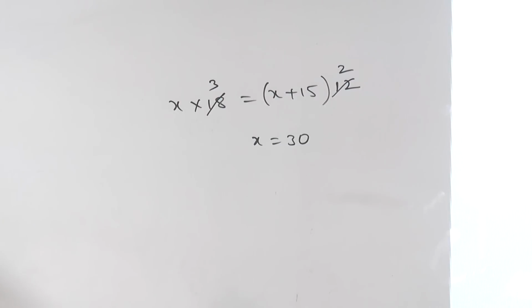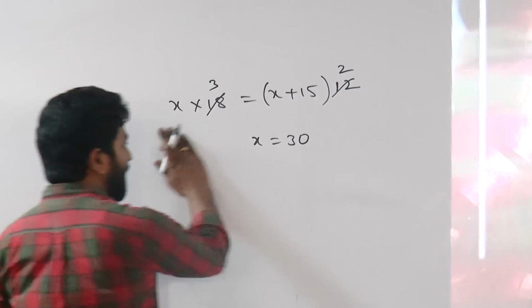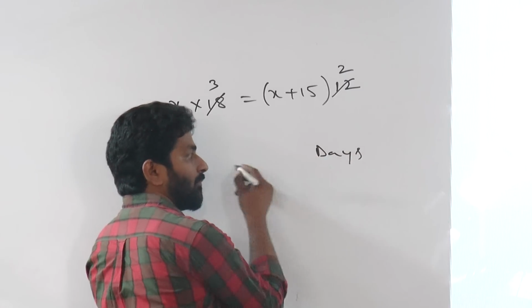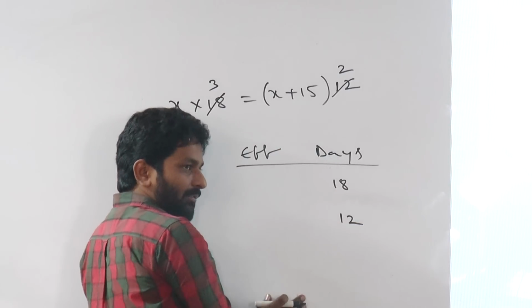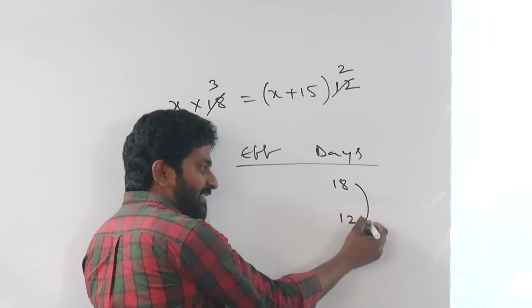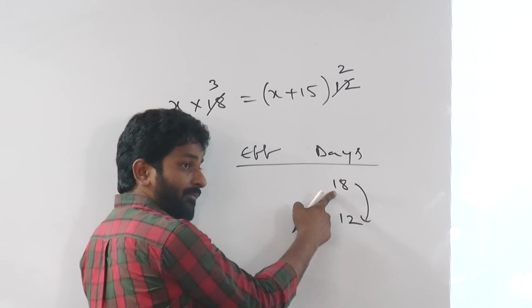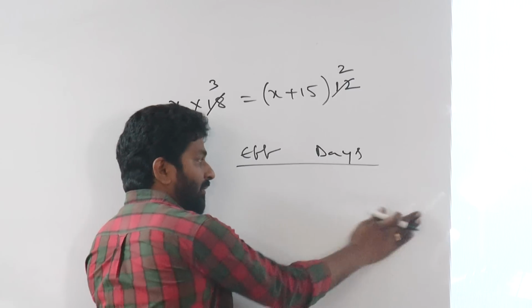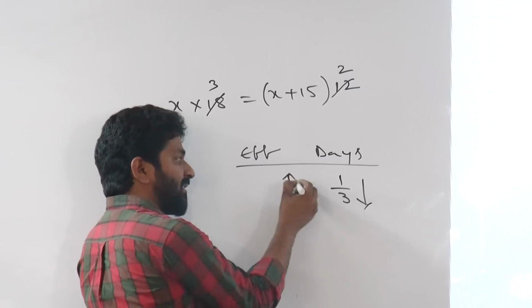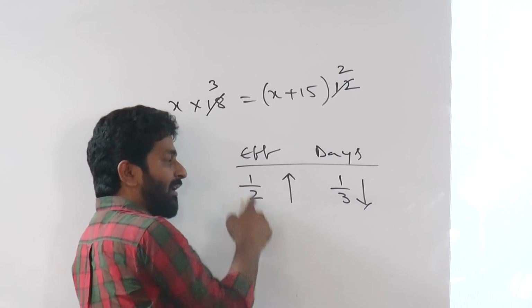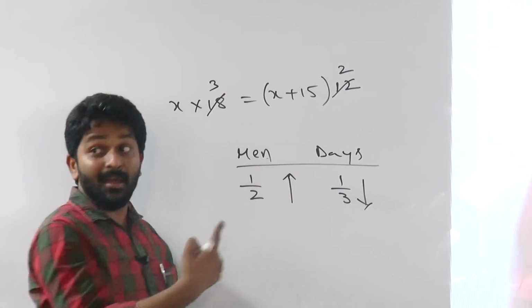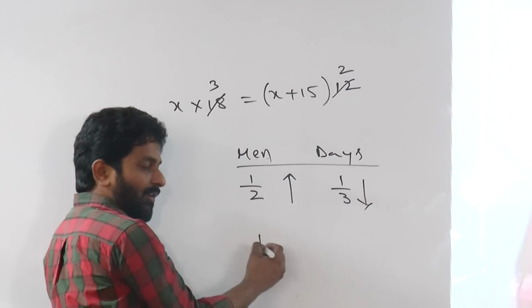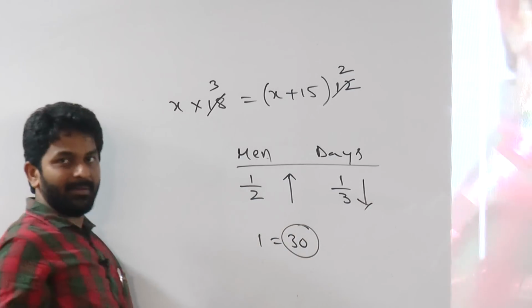Inversely we can do it, as needed. So they can complete half of the work in how many days? 18 days. But now they have completed in 12 days. Days decrease by 1/3. So for a decrease of 1/3, there must be an increase of 1/2. How many more men do we have? Efficiency, manpower. How many men were there? Extra men, 15. Half is equal to 15, 1 is equal to 30. Initially we have 30 people.